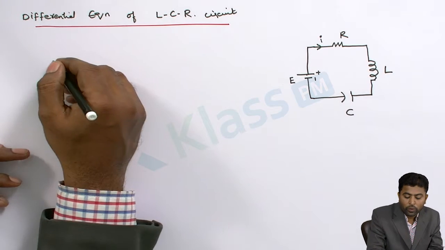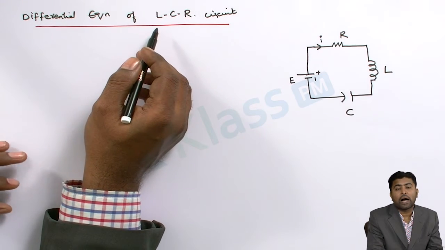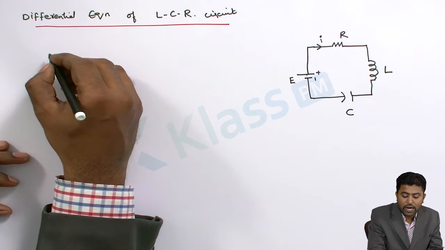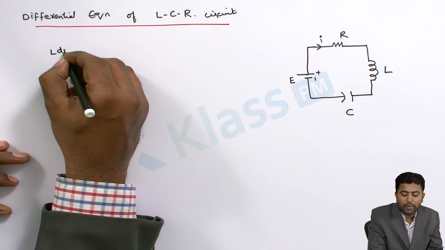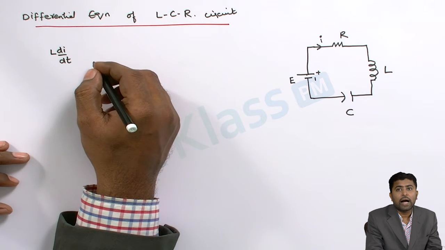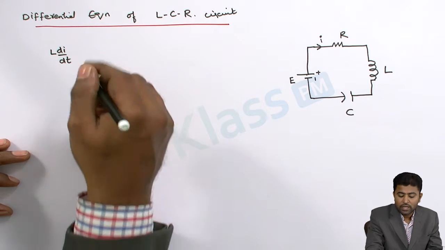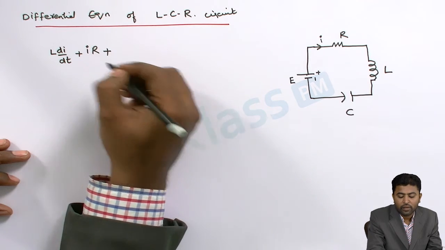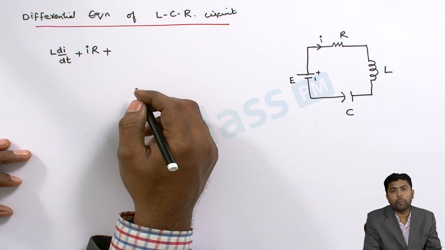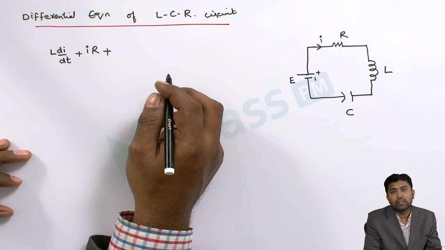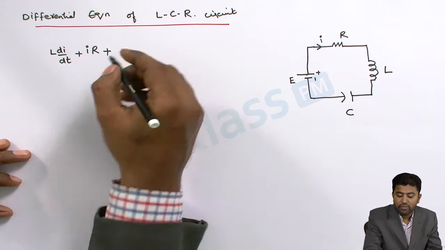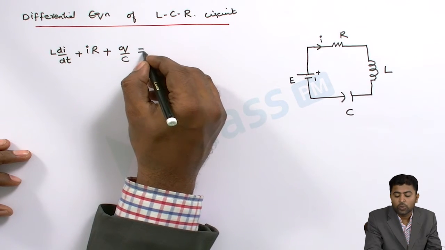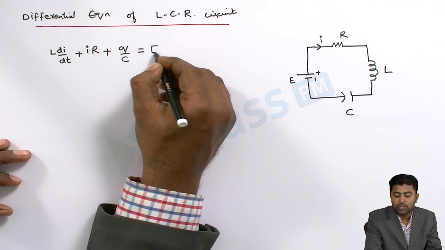Therefore, the voltage drop across the inductance we have written as L into di by dt. The voltage drop across the resistance we have written as IR. And the voltage drop across the capacitance we have denoted with Q by C, which is equal to the electromotive force.